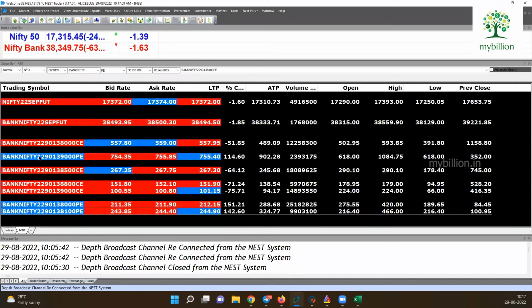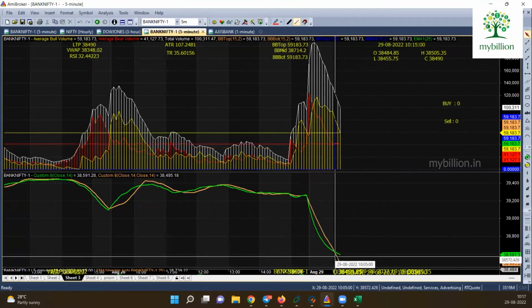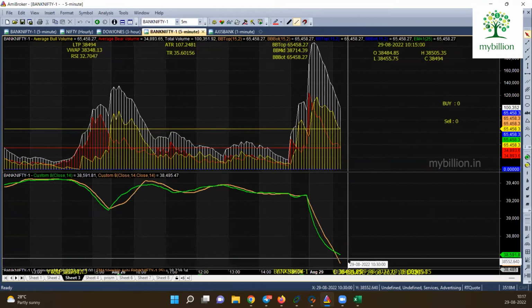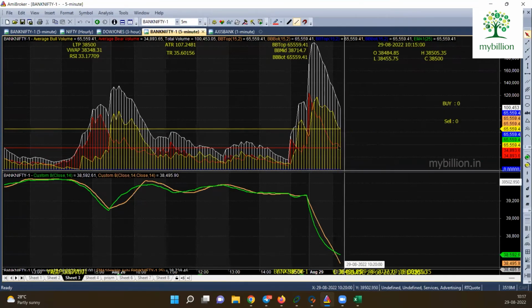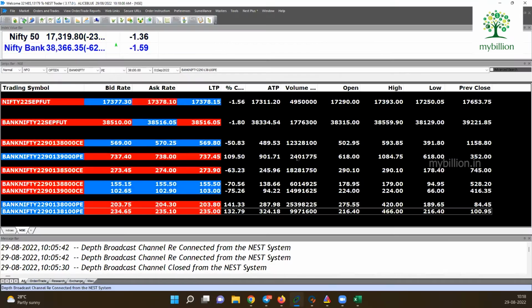Why I'm looking to buy the 38,000 call is that it has only now come into buy mode. The price is above the EMA. Now the EMA has to start going up, the price has to start going up, and then the bull volume has to start going up. If you take a trade when all these three things happen, you'll make quick money.